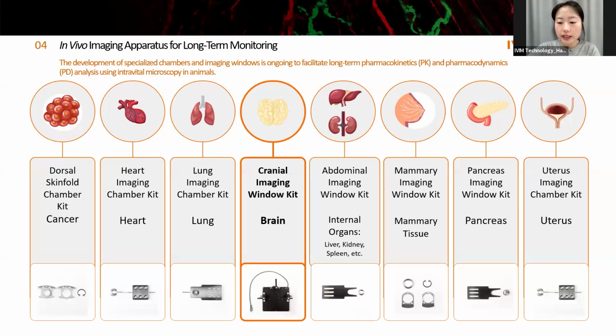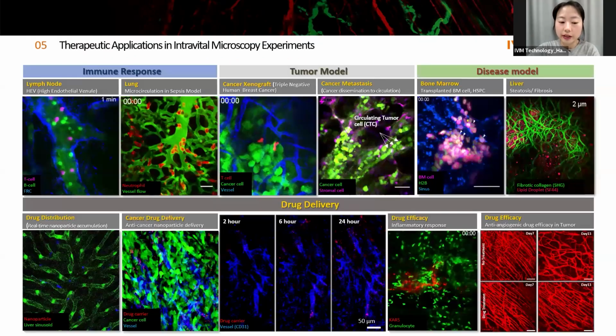On this slide, you can see some of our most representative windows and chambers. If you have a particular research interest in a specific organ, we can also develop and optimize customized ones for you, tailored to your study needs. If you have any inquiries, please contact us.